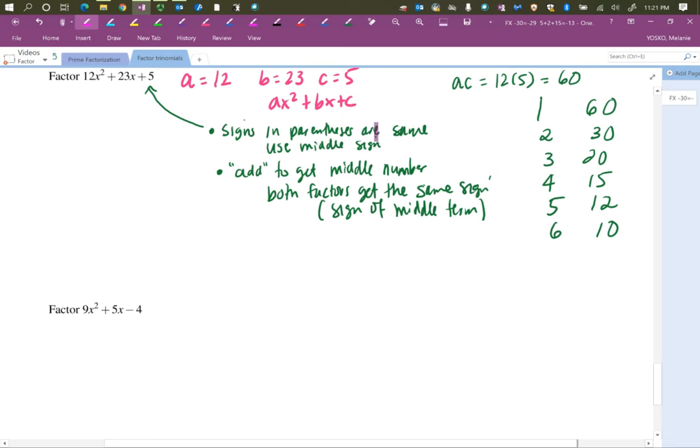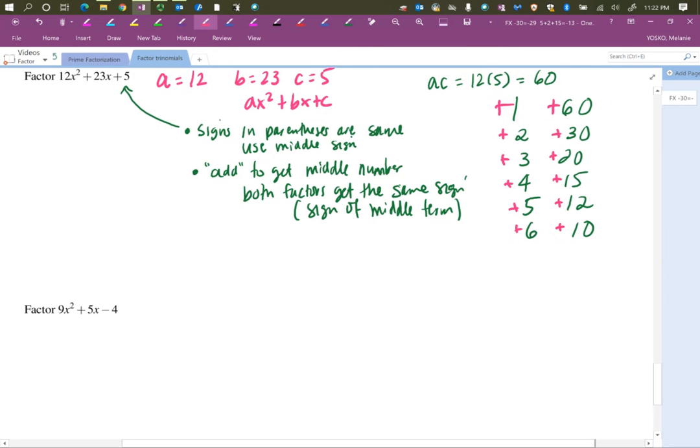So the signs in the parentheses when we factor are going to be the same. We're going to use the middle sign, which here is plus. We're going to add these to get the middle number. 1 plus 60 is 61. 2 plus 30 is 32. 3 plus 20 is 23. 4 plus 15 is 19. 5 plus 12 is 17. And 6 plus 10 is 16. We want the middle term to be 23, so we want the sum that's 23.